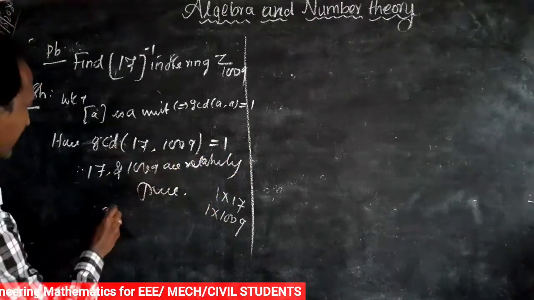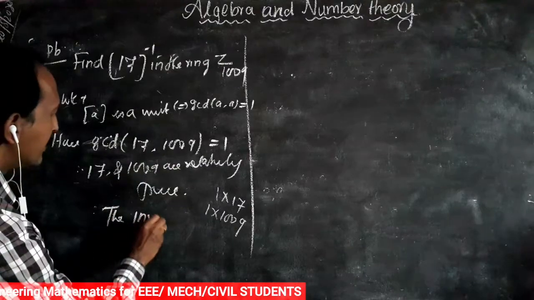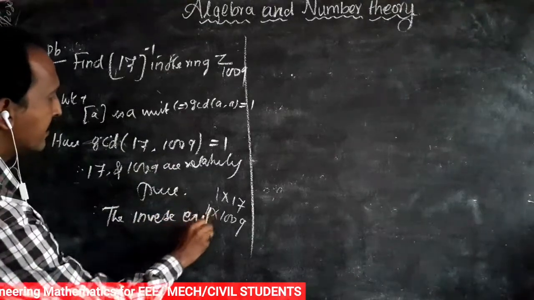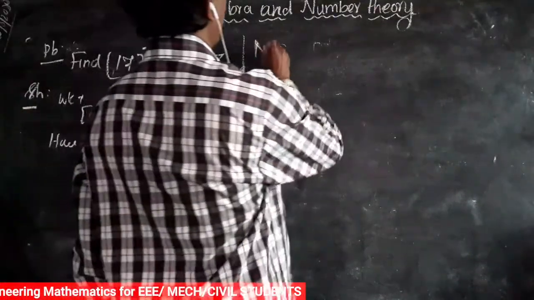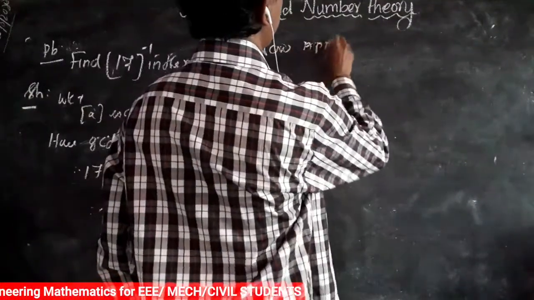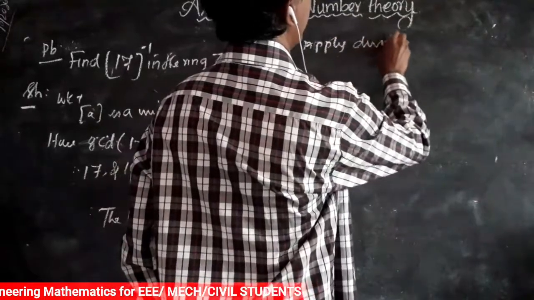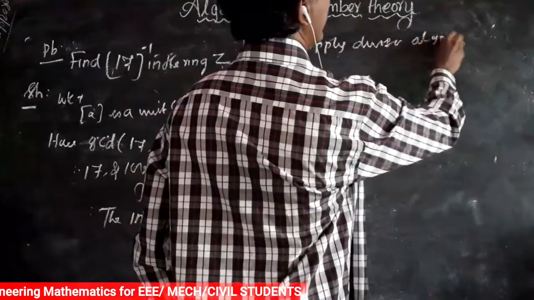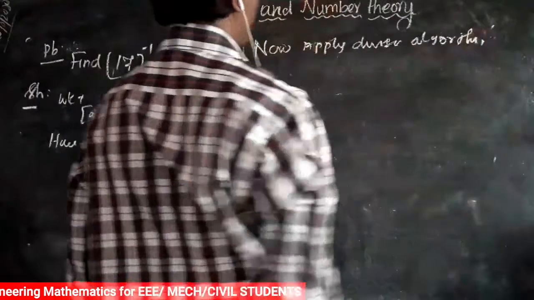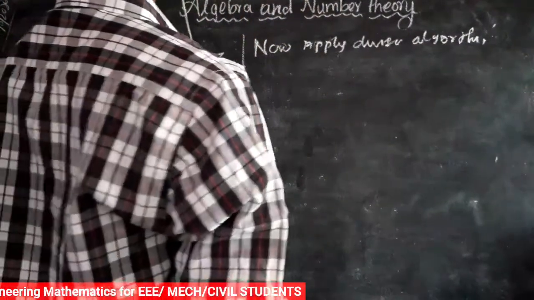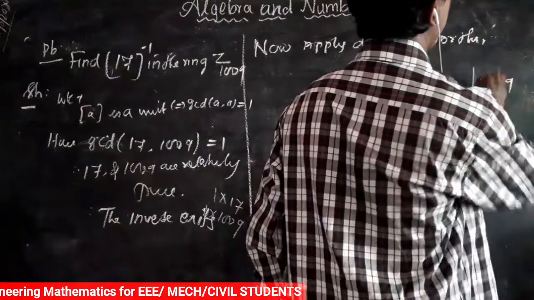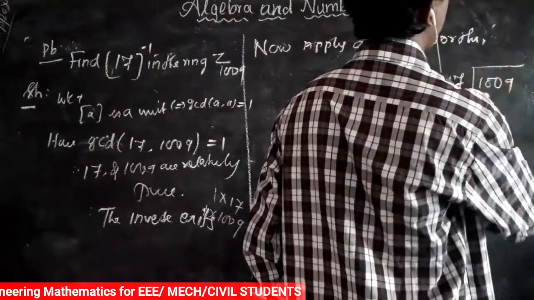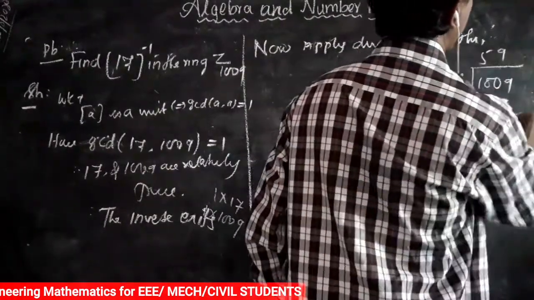Therefore the inverse exists. Now apply the division algorithm. So what we do is divide 1009 by 17. 1009 divided by 17, so 59 comes as the quotient and the remainder is 6.